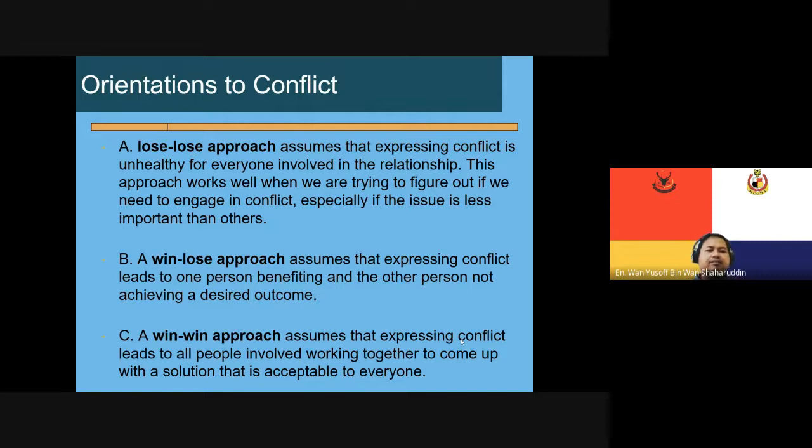All right. And then we have the win-lose approach, which assumes that expressing conflict leads to one person benefiting and the other person not achieving a desired outcome.